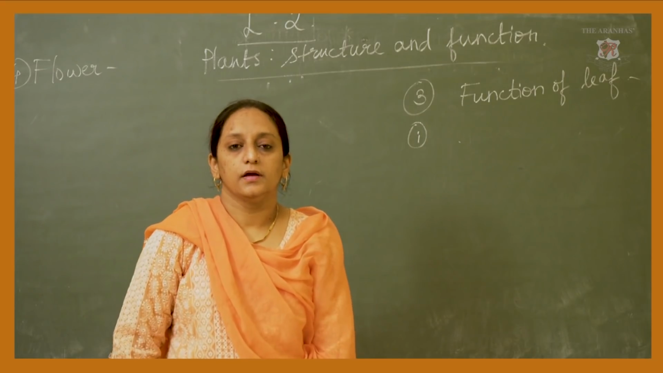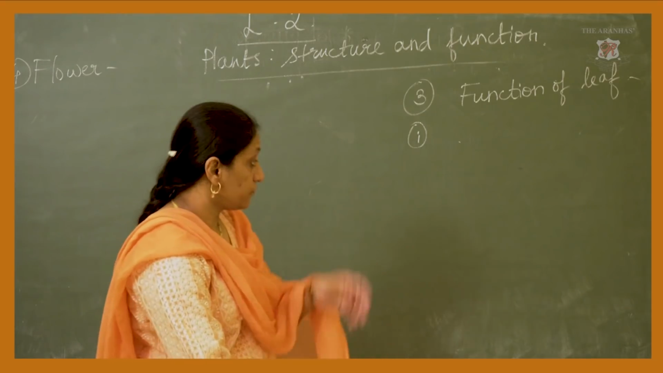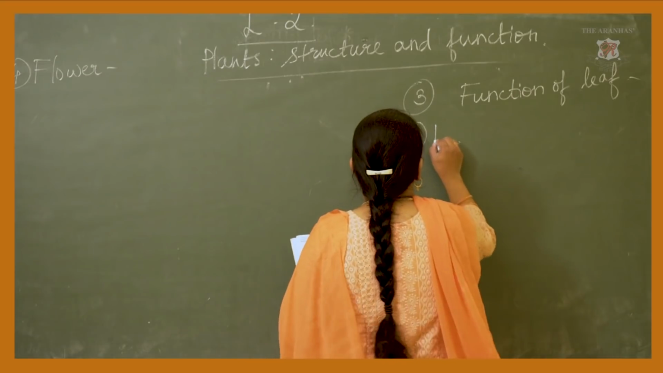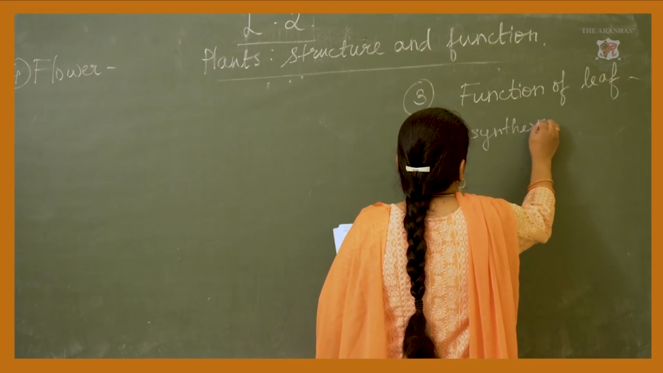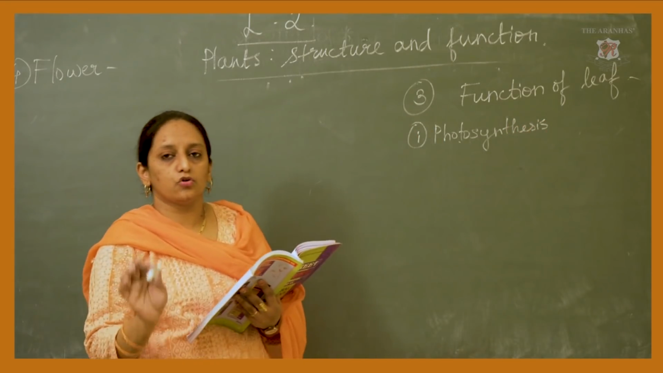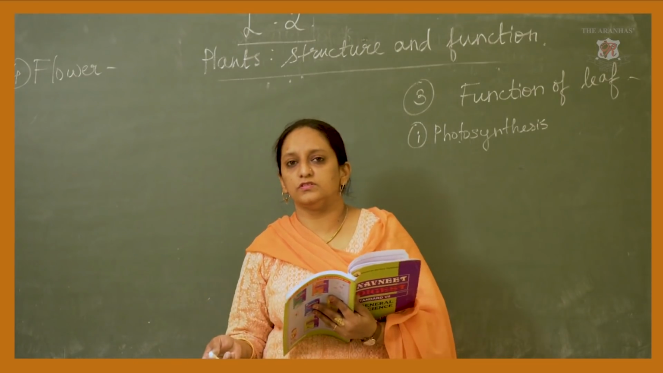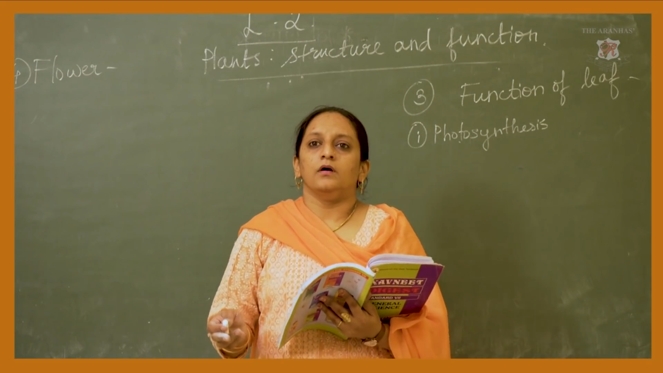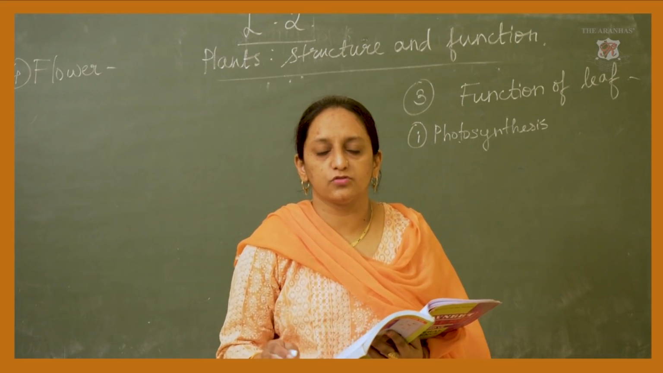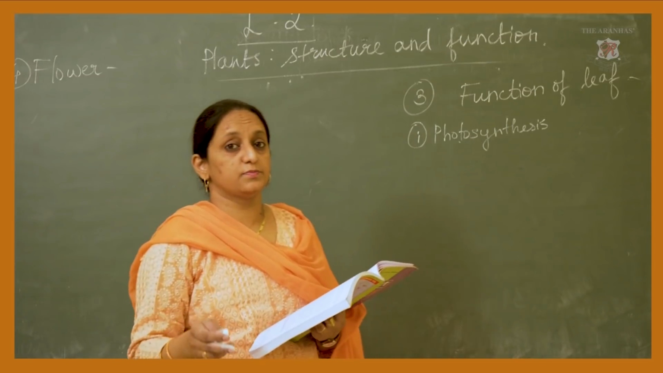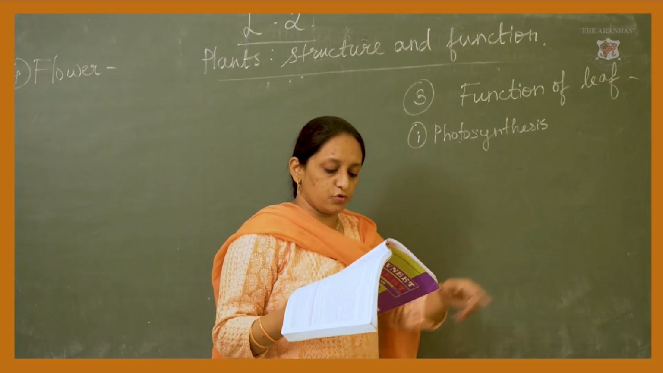The first function is the photosynthesis process. Leaves help to perform photosynthesis, to prepare food for the plant, because leaves are green in color. This green color means chlorophyll is present. The pigment chlorophyll present in the leaf helps to perform photosynthesis. Photosynthesis is a process of preparation of food in plants in the presence of sunlight, water, nutrients present in the soil and carbon dioxide. I am repeating this term photosynthesis again and again. First function of leaf is it carries out photosynthesis, it prepares food for the plant.